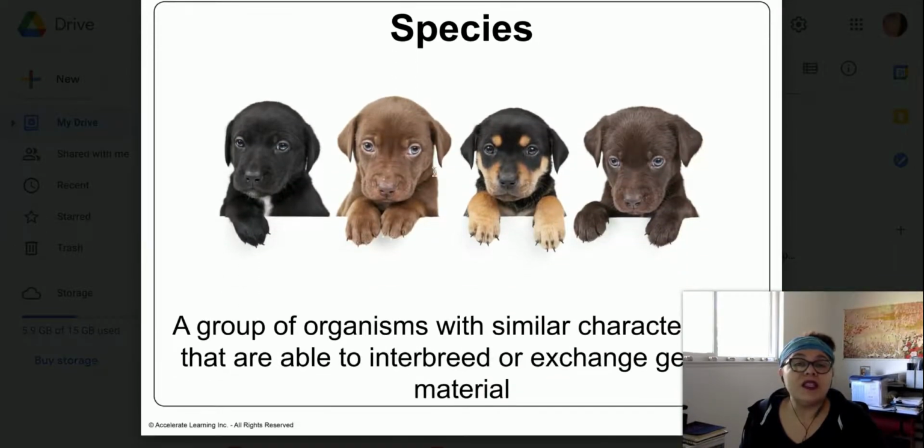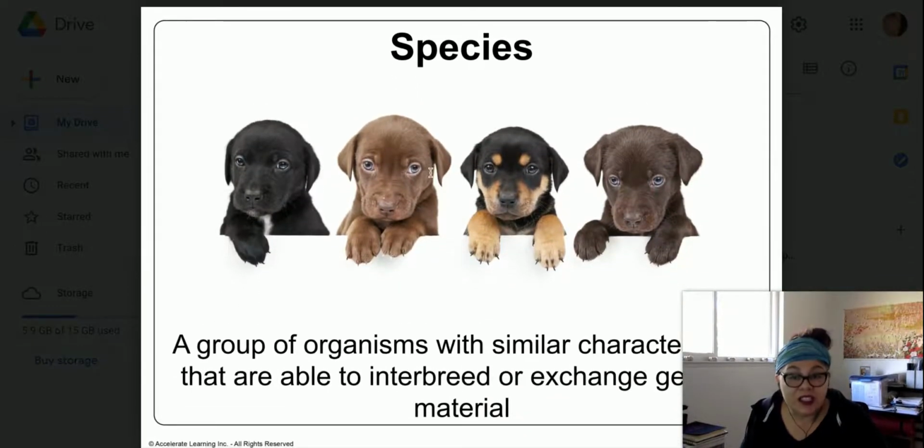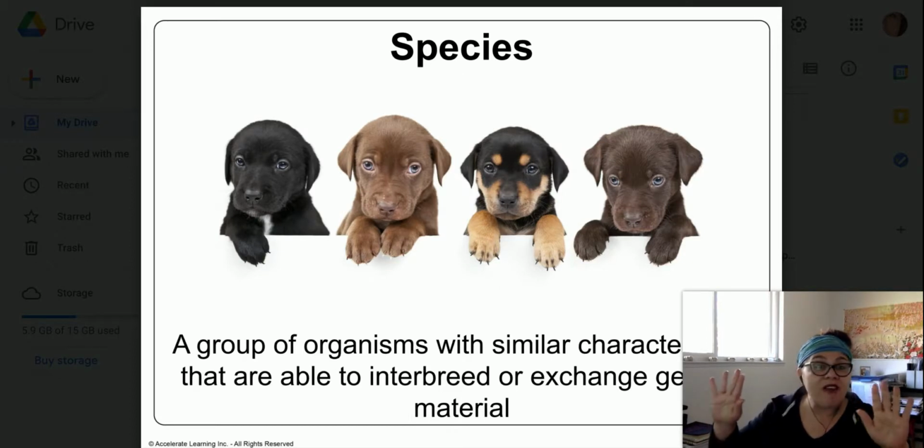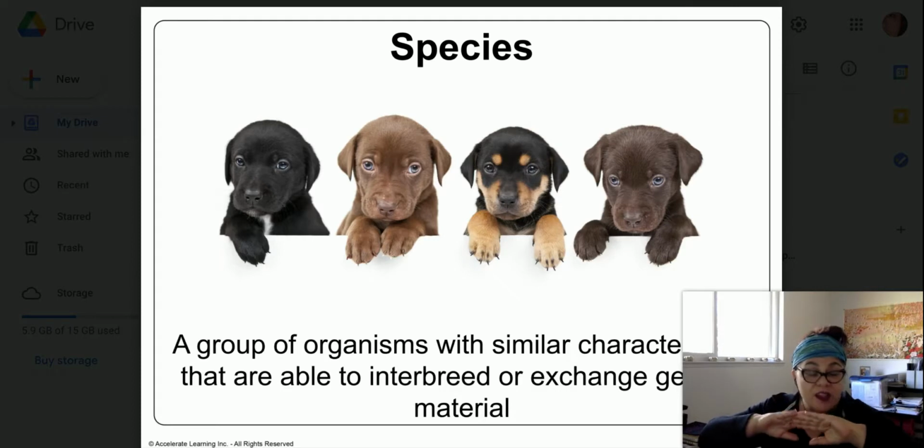The next word is species. Species is a group of organisms that are similar. But the most important thing that makes something a species is that it can breed. That means it can have babies together. Once two things have evolved to be so different that they cannot have children together, then they are no longer the same species. So a population can be separated.